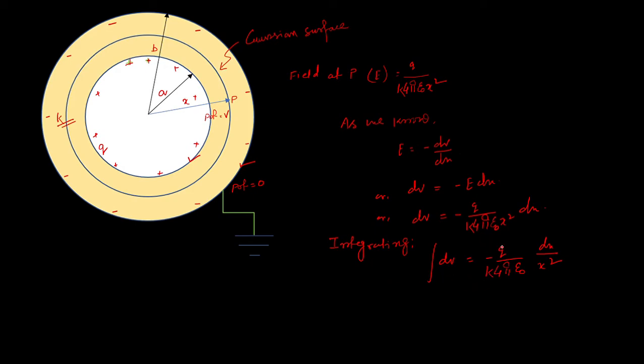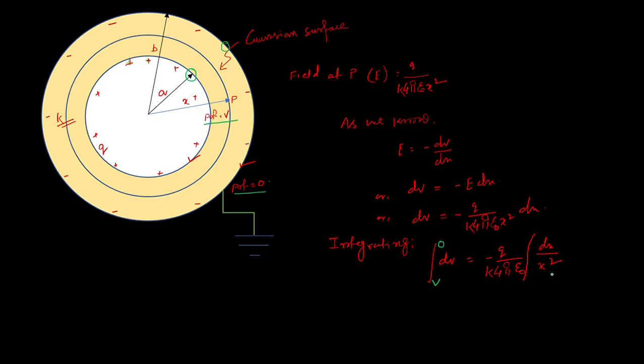Now it's time to put the limits. To understand how the limits are considered, we simply start from the inner sphere and move to the outer sphere. The left hand side variable is the potential. The potential of the inner sphere is V as shown here, and the potential of the outer sphere is 0 as shown here. So its limit is V to 0.